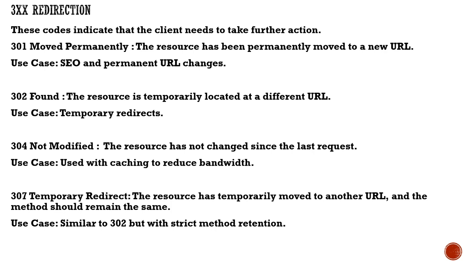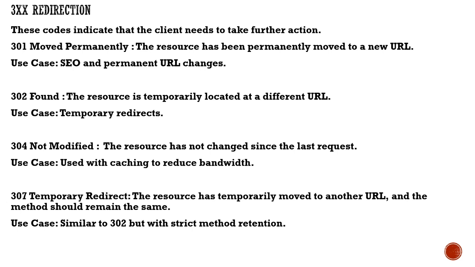304, Not Modified. The resource has not changed since the last request. Whatever request you made is cached, and there is no change when you request the same thing again. So there is no modification. This will reduce the load on the server and reduce the bandwidth, because it will be taken from the cache.